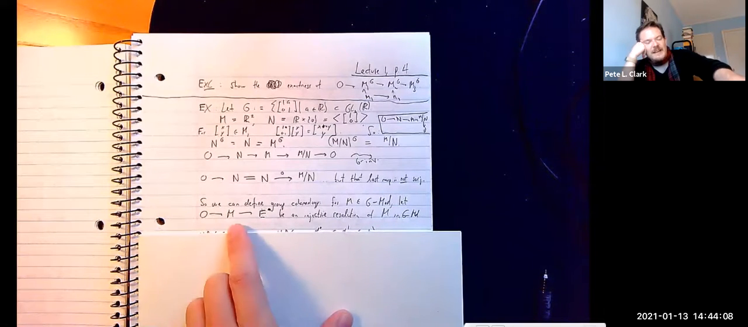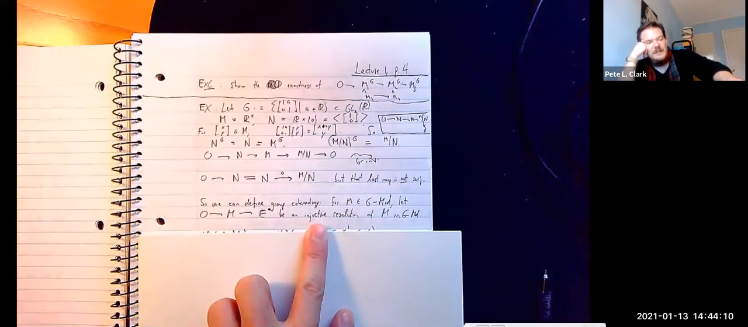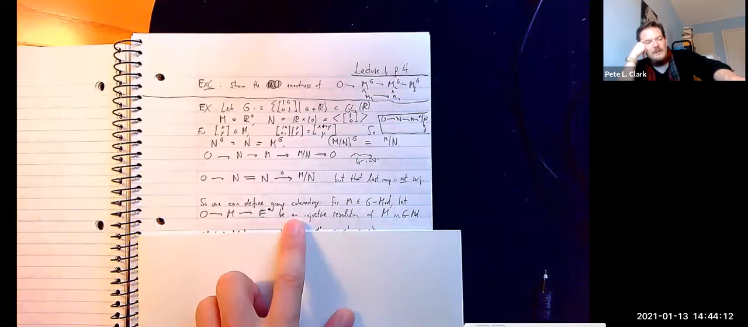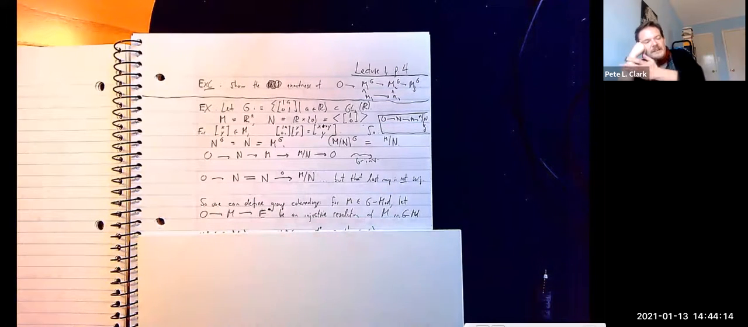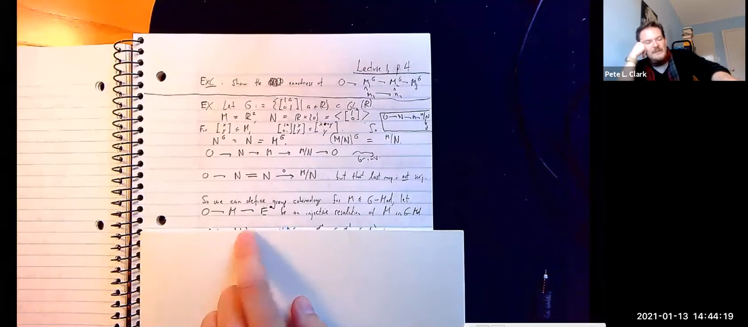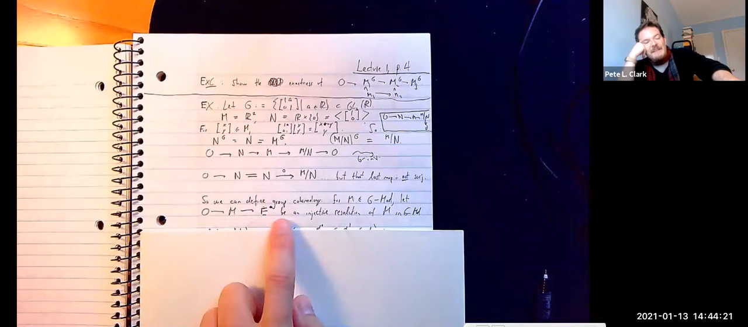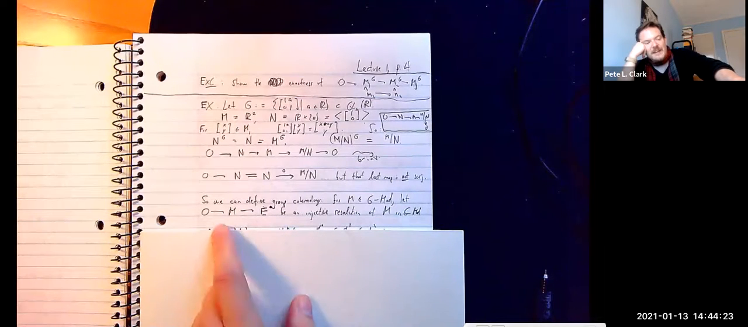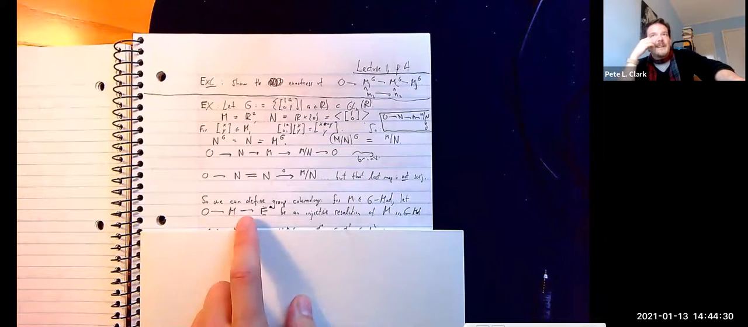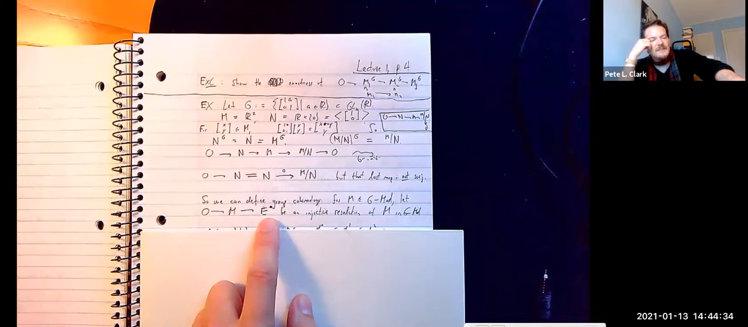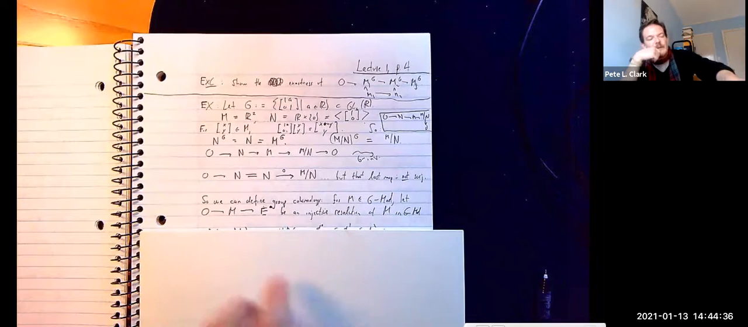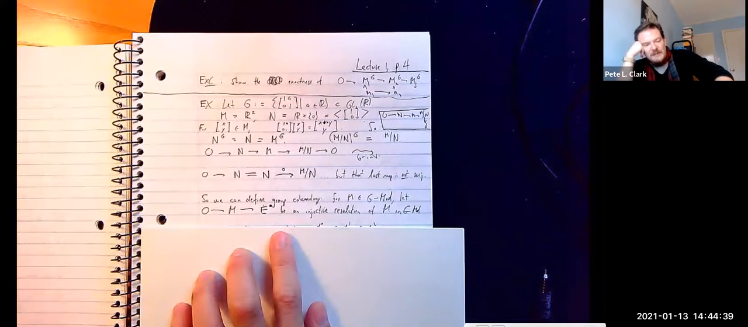So what do I do? I take an injective resolution. So M goes to E0, goes to E1, goes to E2, goes to E3. This is an infinite exact sequence. Each of the E's is injective. Having enough injective objects means that every guy is a subobject of an injective guy. And if you do that and you do some splicing, then you get an injective resolution.